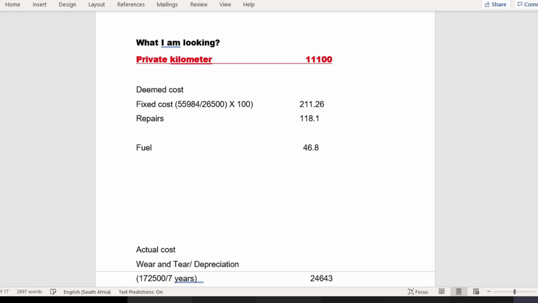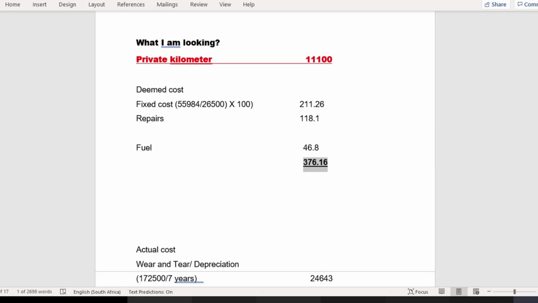Then what you do is you total it, as we did with the actual cost. According to the table, the fuel cost should be 118.1, and then maintenance should be 46.8. I think I put the fuel here. I made a mistake. Sorry about that. So your total will be 376.16. You'll agree with me on that one. So that's your total deemed cost per kilometer.